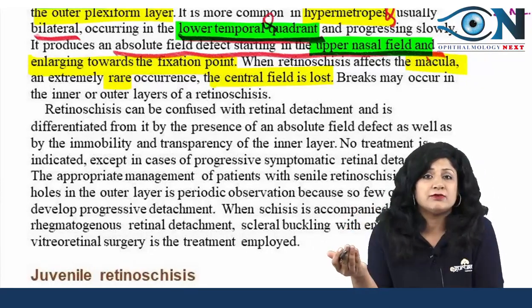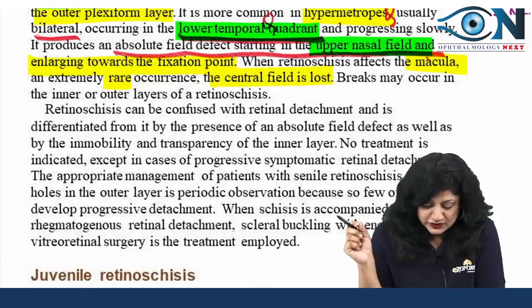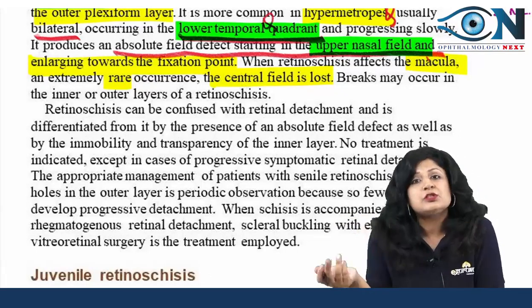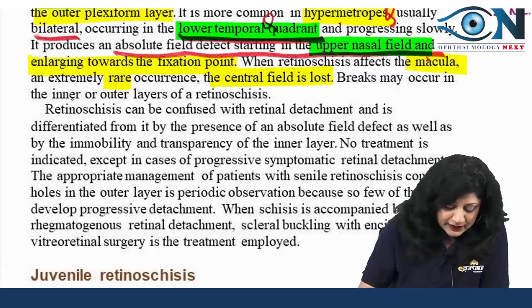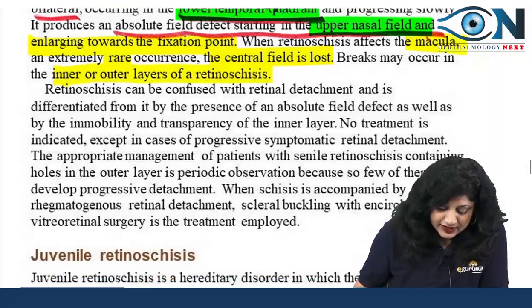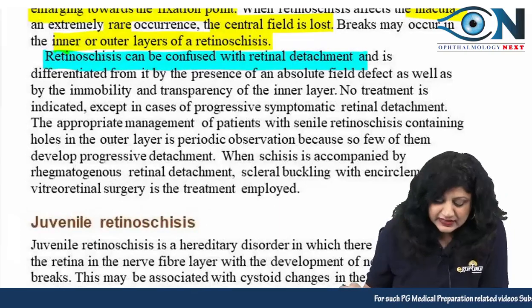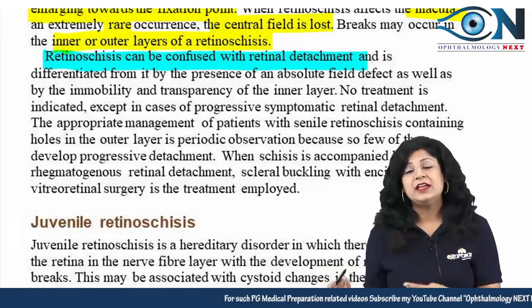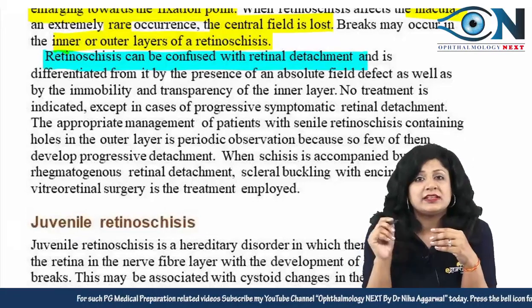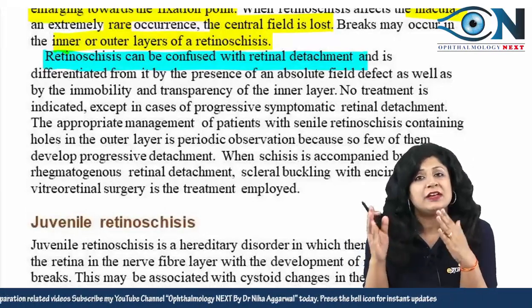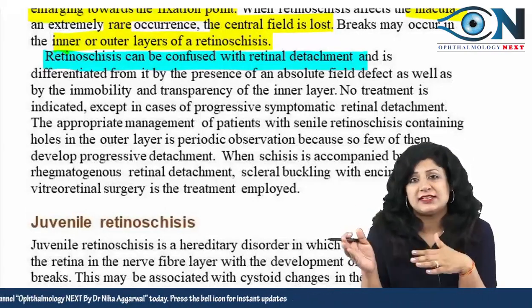So I think this is predictable. If the macula is involved, it has to lead to the loss of central vision, and you can also have breaks. So breaks can also be there in the inner and outer layers. Retinoschisis can be confused with the retinal detachment, so it can come into a differential diagnosis. So when you are solving a question related to the retinal detachment, you can very well have in the options, one of the options is retinoschisis.